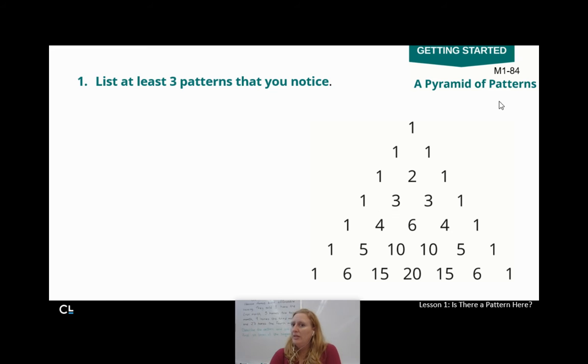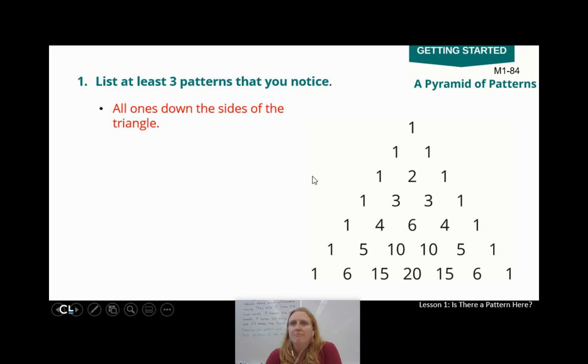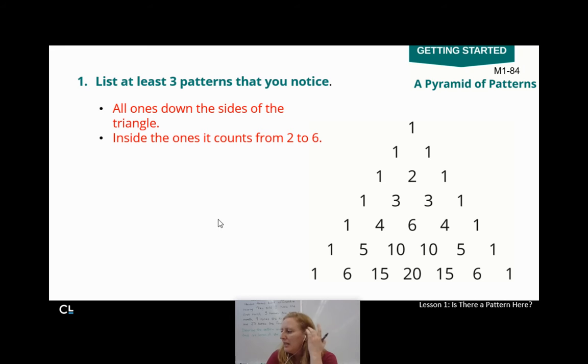So I noticed several things. I noticed that the sides had 1s all down them. Maybe you notice that too. I also noticed though that on the inside, like if I started with this 1 and I counted down, it's like 1, 2, 3, 4, 5, 6, 1, 2, 3, 4, 5, 6. And I was like, that's so cool. So inside the ones, it counts from 2 to 6, which is awesome. So I thought that was interesting. But here's the really big thing I noticed.